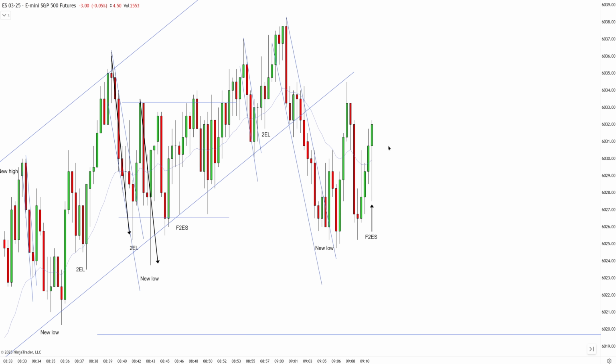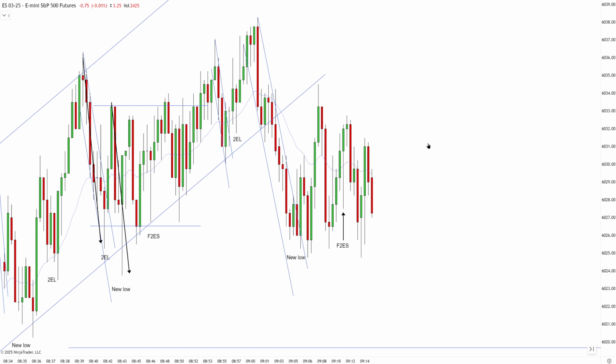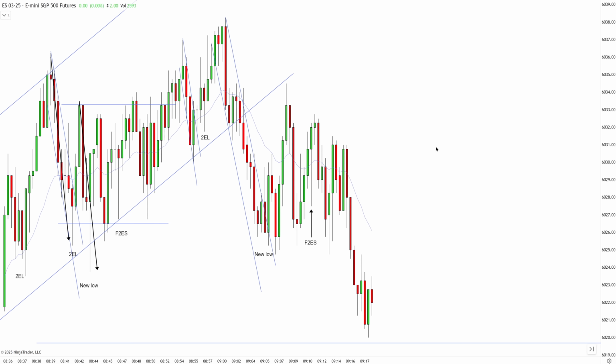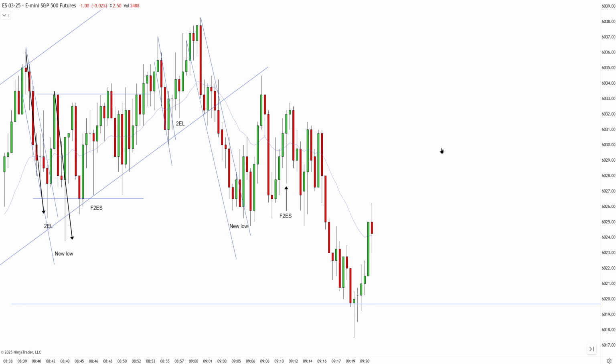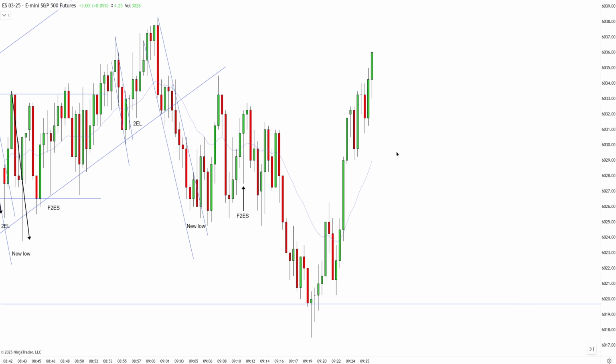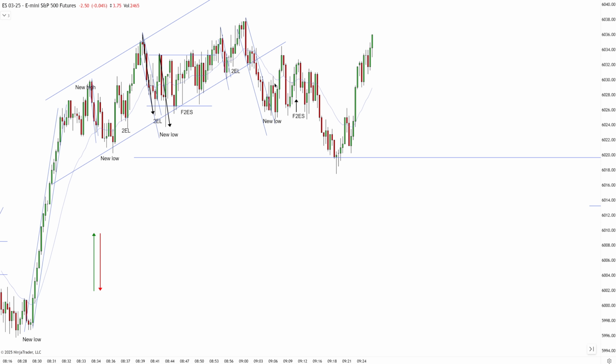Overall, we're going quite sideways. I recommend just being patient here. Just another sideways price action. And now we're finally breaking higher. So we expect new high to be tested for this spike and channel pattern.